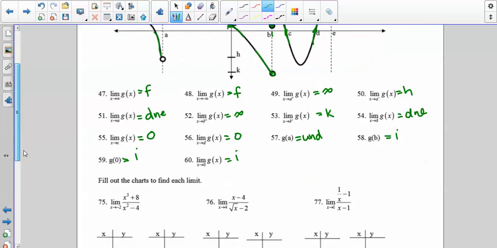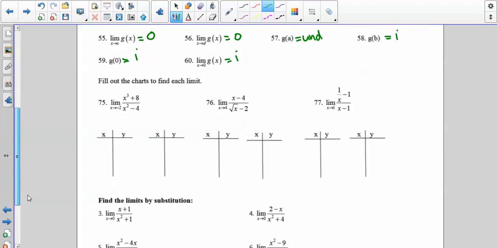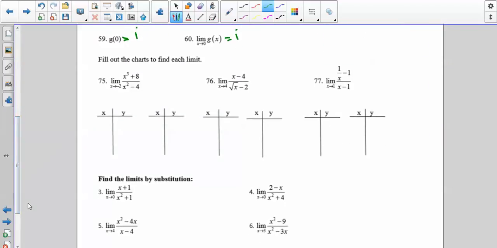In the next section, we're supposed to be using these tables of values. Next class we will learn more analytically how to find these limits, but for today I graphed them on the calculator and I looked at the table of values. So let me just flip over to that for just a minute.